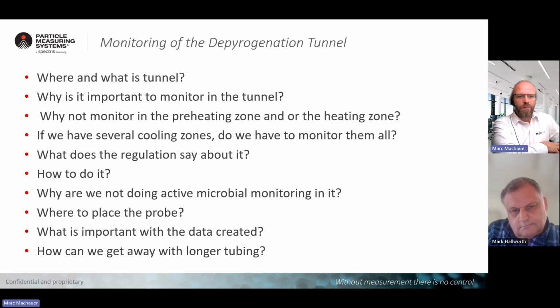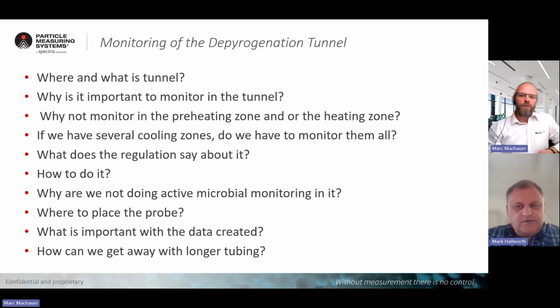So you're the right person to talk about that. Then how to do it? Why are we not monitoring microbial in it? Where to place the ISP probe? What is important to the data which is created? And how can we get away with longer tubing than the 1 meter?